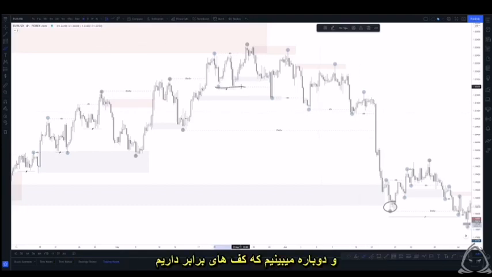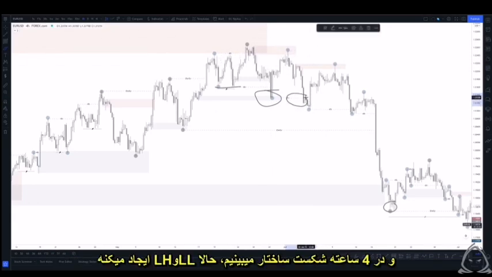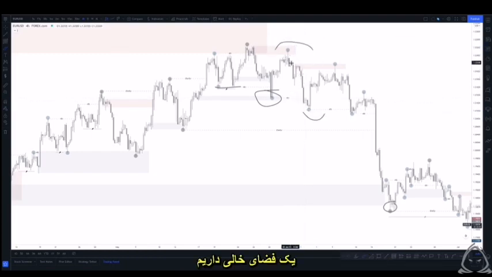And what we can see is, again, equal lows. We get a sweep, we fill a void, and we start to see order flow shifting from bullish to bearish. And then we see a break of structure to the 4-hour, now creating lower lows and lower highs. We get a void in price.